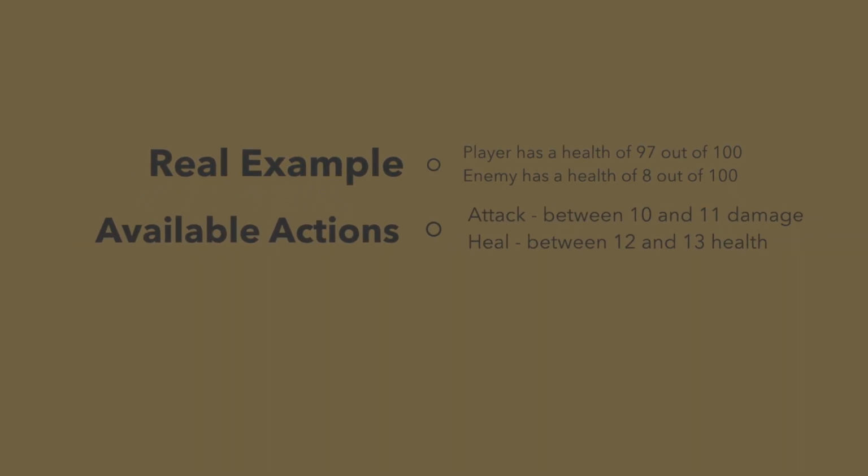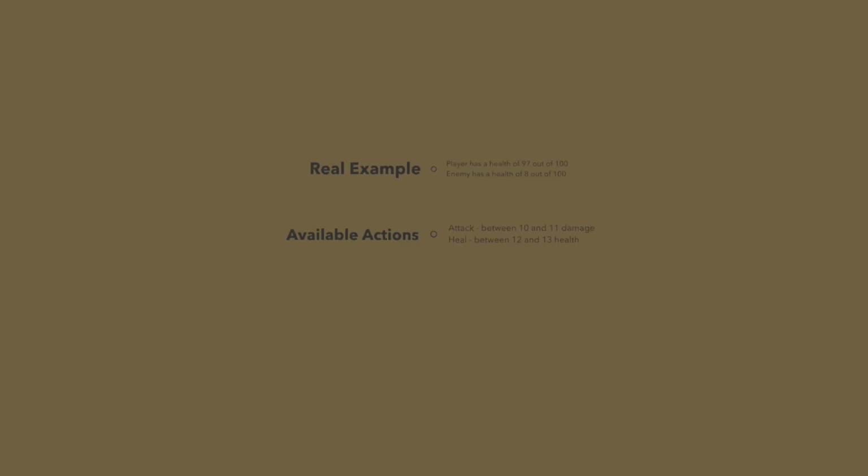The available actions are to either attack, which deals between 10 and 11 damage, or to heal, which restores between 12 and 13 health. An algorithm should be able to take this scenario and instruct the enemy which action would be best to perform. We can tell just from looking at the attributes of both objects that the enemy should heal.